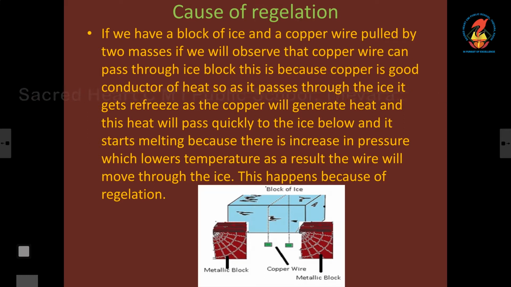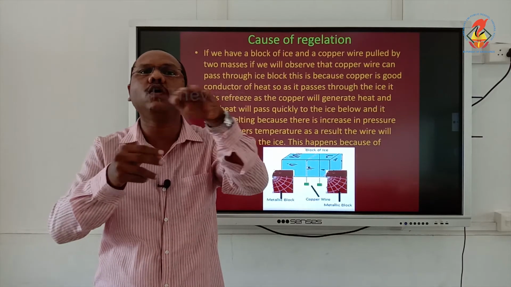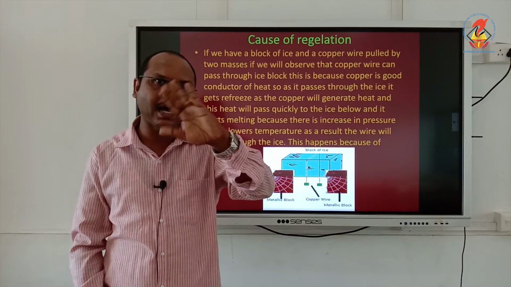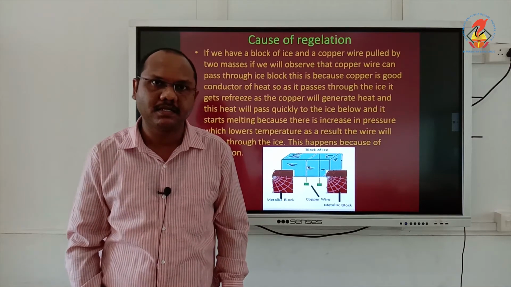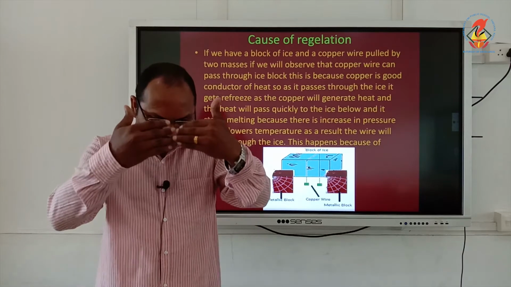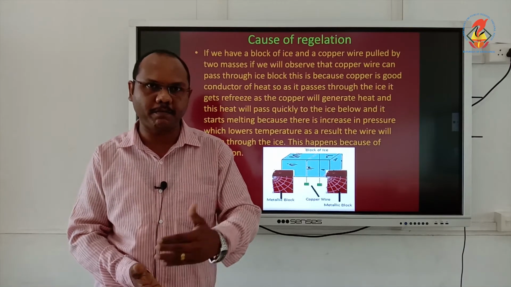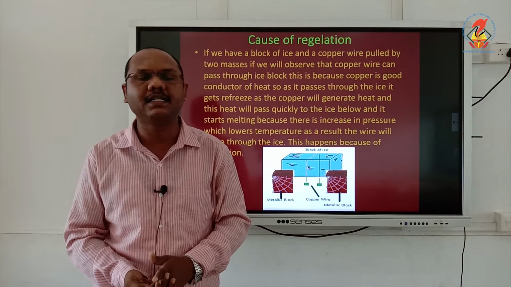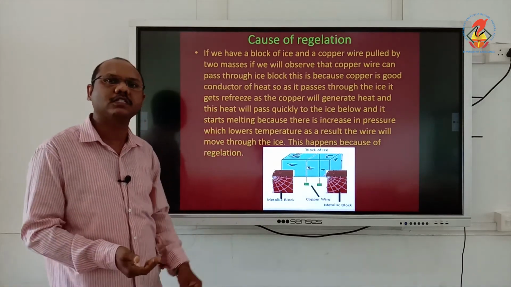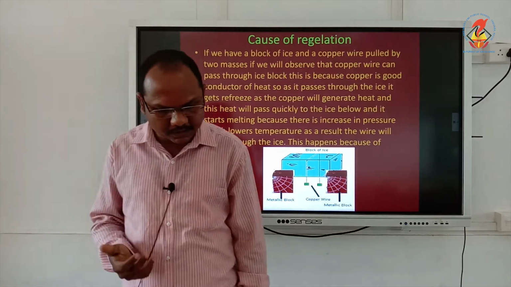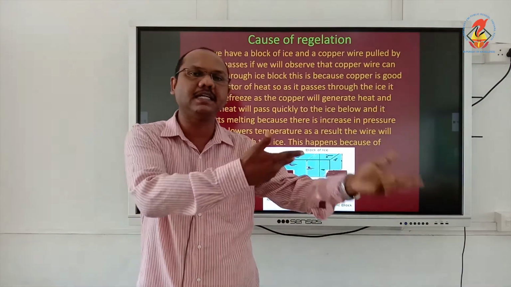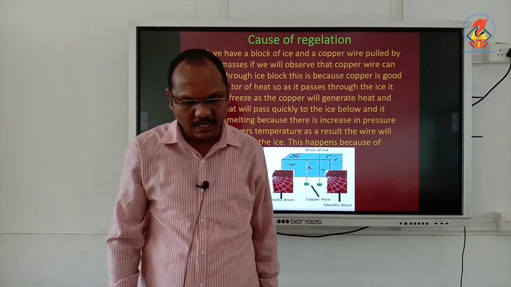So you think like this, as the copper wire passes through the ice, the pressure on the top of that will decrease, so that water will refreeze back to ice. Like that, when the copper wire completely passes through the ice, the entire water will refreeze back to ice again. That is why the ice is not splitting. This process of melting of ice when the pressure is applied and refreezing of water back to ice when the pressure is removed, that is called regulation.